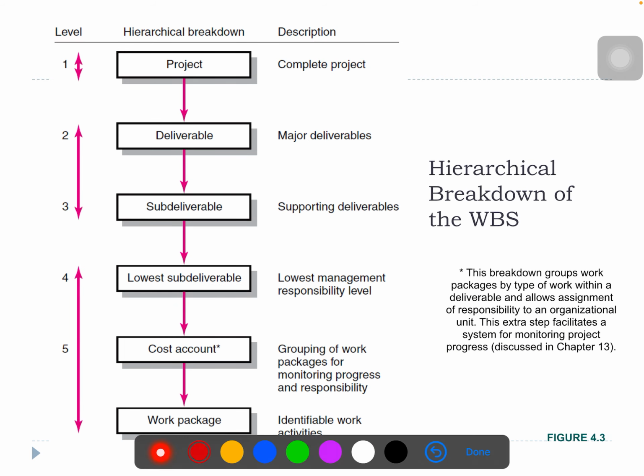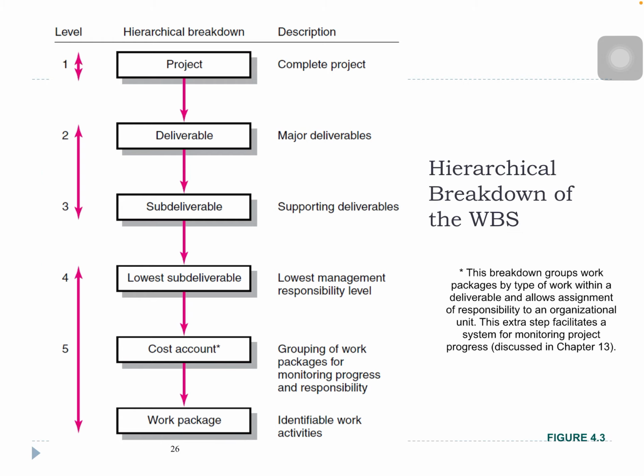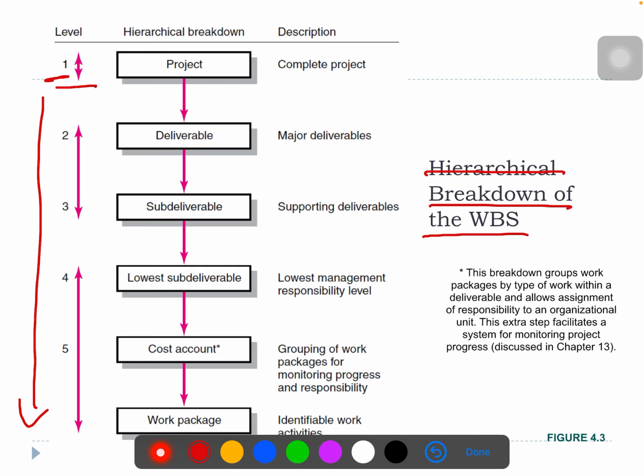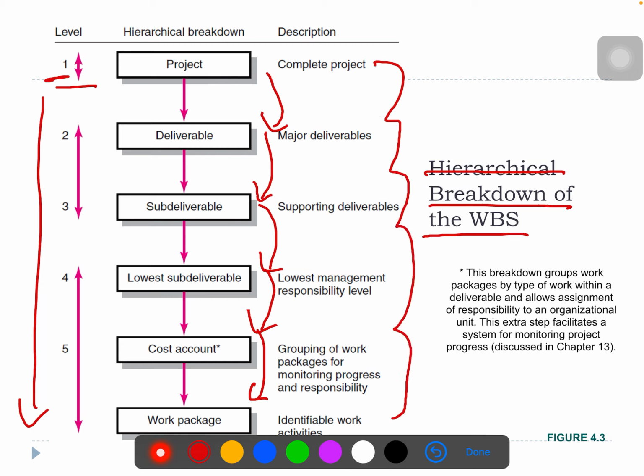So this is what we call the hierarchical breakdown of the work breakdown structure. Why hierarchy? It starts from the highest level to the lowest level. You can see that from the highest level, it goes down to a lower hierarchy, from project to deliverables, to sub-deliverables, to lower sub-deliverables, to the cost account, and lastly to the work package. And each hierarchy has its own tangible deliverables that need to be achieved.